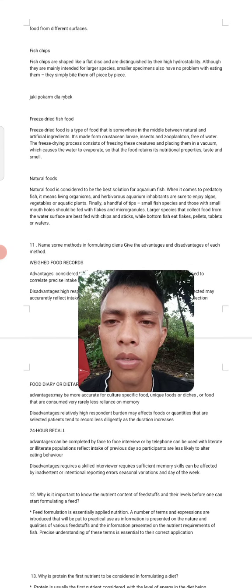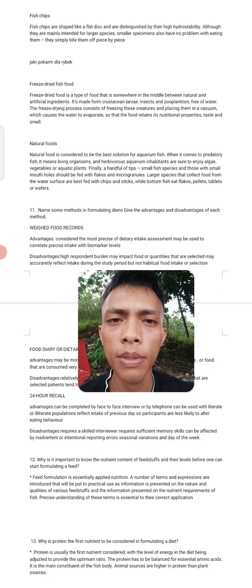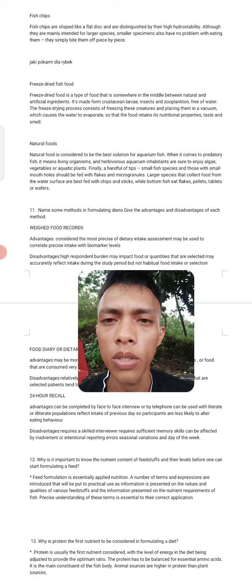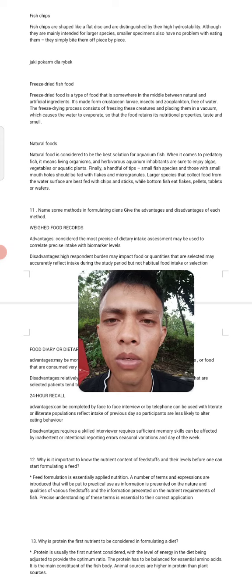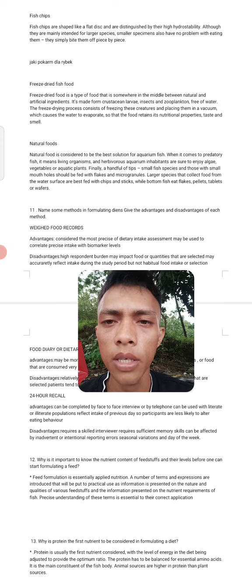Freeze-dried fish food. Freeze-dried food is a type of food that is somewhere in the middle between natural and artificial ingredients. It is made from crustacean larvae, insects, and zooplankton free of water. The freeze-drying process consists of freezing these creatures and placing them into a vacuum, which causes the water to evaporate so that the food retains the natural properties, taste, and smell.